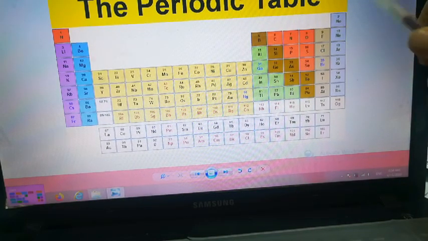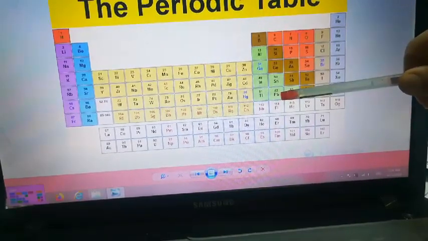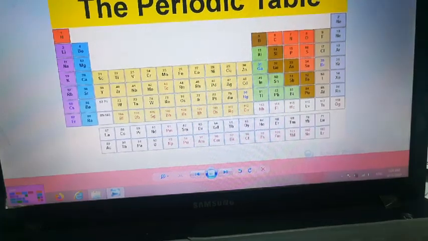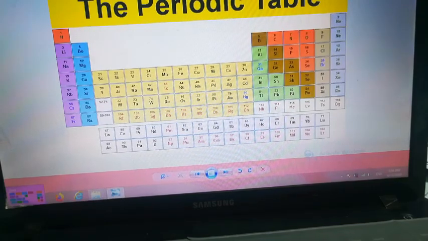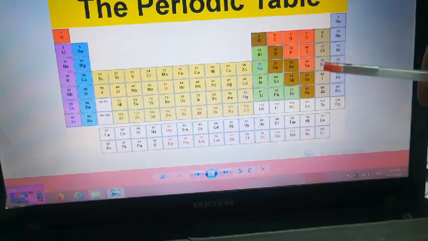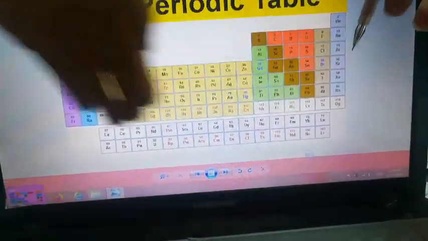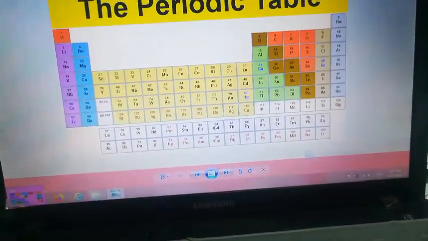Why did we say mostly? Because lead is in group number 4, but it's a metal. Tin is in group number 4. Sn means tin, and it is also a metal. But mostly groups 4, 5, 6, 7 and 8 are non-metals. The right side of the periodic table is non-metals, while the left side is metals.